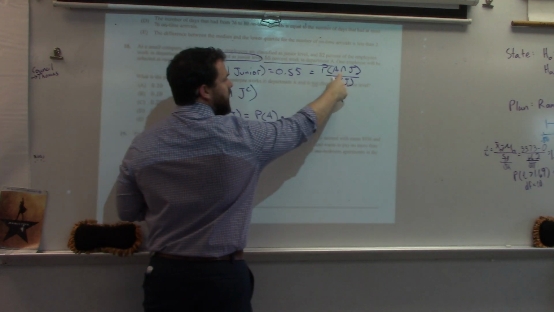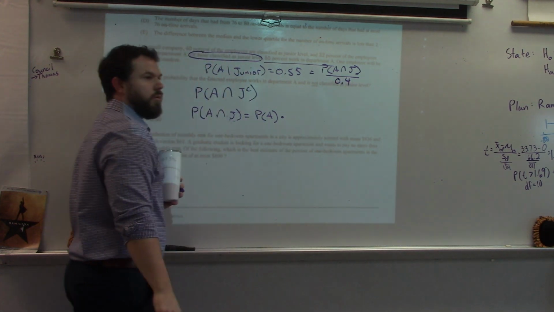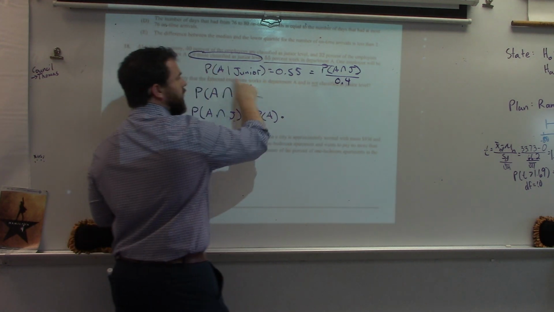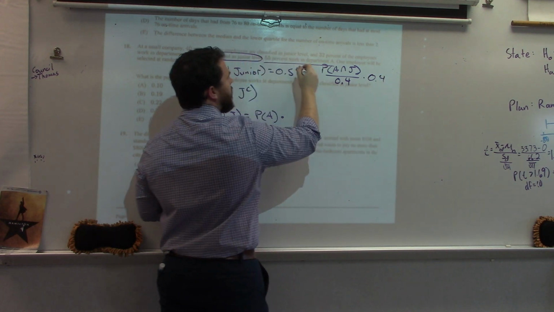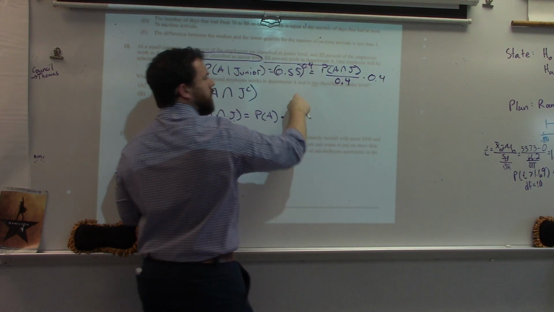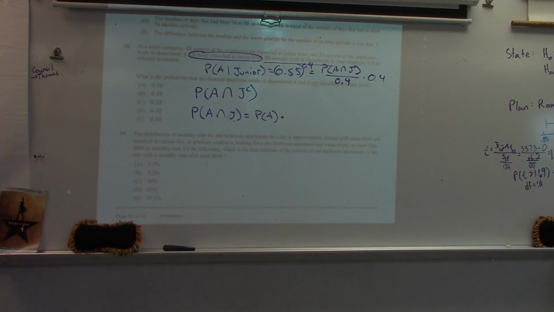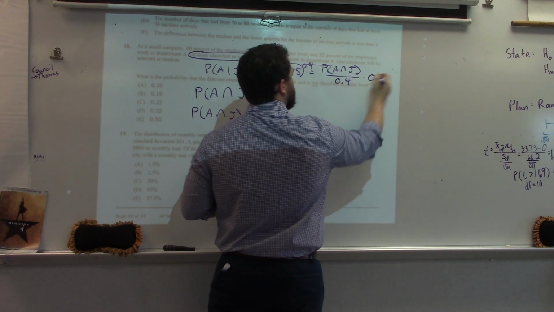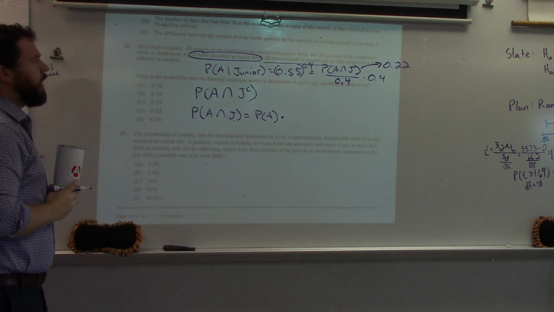So I could find this intersection by multiplying both sides by 0.4. So remember, the conditional is the intersection divided by the condition. So if I multiply both sides of this equation by 0.4, I would get that intersection. So what's 0.55 times 0.4? 0.22. I like that.